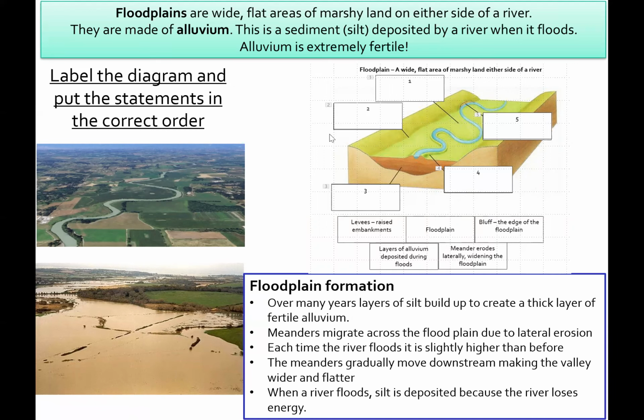And just to help you, just remember that floodplains, well, they're wide, flat areas of marshy land on either side of a river. They're made of something called alluvium. And alluvium is sediment, so silt, that's been dropped, so deposited by the river when it floods. And alluvium is extremely fertile. That means it's very, very good for growing plants, gives it lots of plant food. So a lot of the time on these floodplains where there's lots of alluvium, it's really good for farmland. Farmers grow their crops. So draw the diagram, put in the labels, and then put your statements in the correct order.